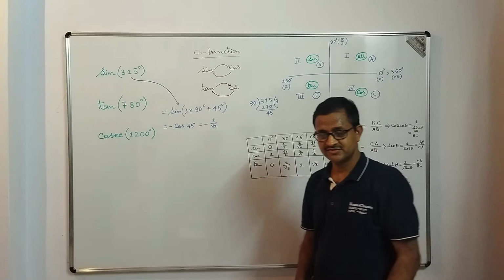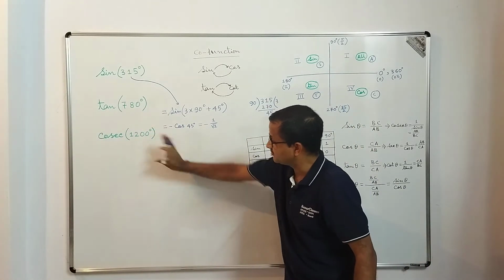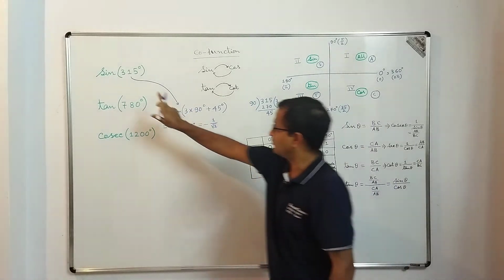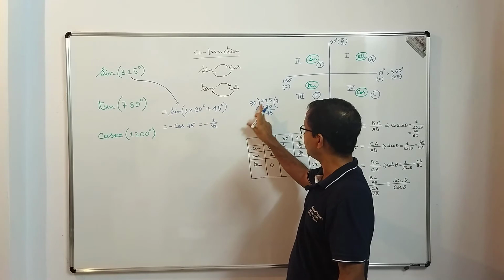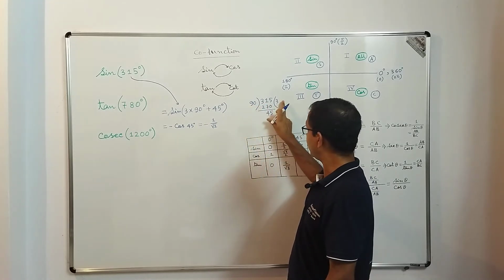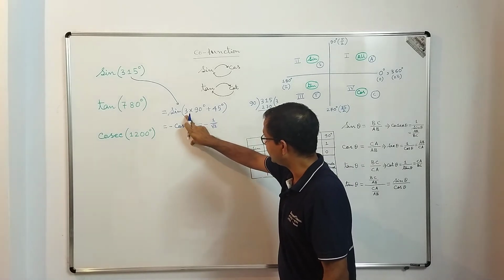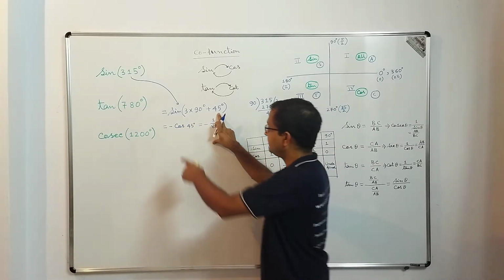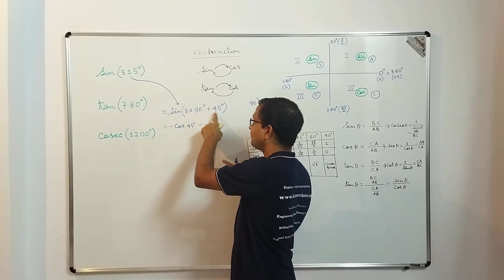Let me repeat once. After that we will go to the generic steps, and after that we will compute the next two. So first thing is that we got 315 degree. First step is that divide 315 by 90. Note down what is the quotient and what is the remainder. We get the quotient as 3 and remainder as 45. That means sine 315 degree is equal to sine of 3 into 90 degree plus 45 degree.